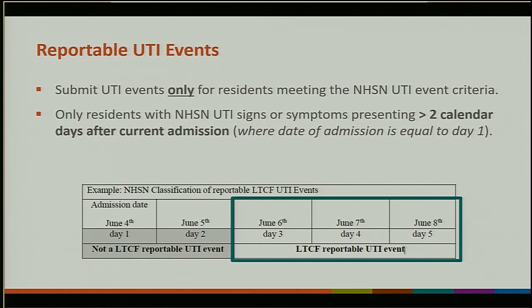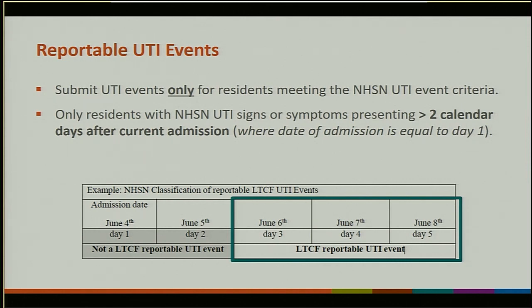So one thing I do want to point out, because this is different from the lab ID metrics, is that you're looking at residents with UTI signs or symptoms presenting more than 2 calendar days after your current admission. So if you look here, if your resident is admitted on June 4th, you're looking at day 1, day 2 don't count. So you're looking for the onset of signs or symptoms on day 3 on.